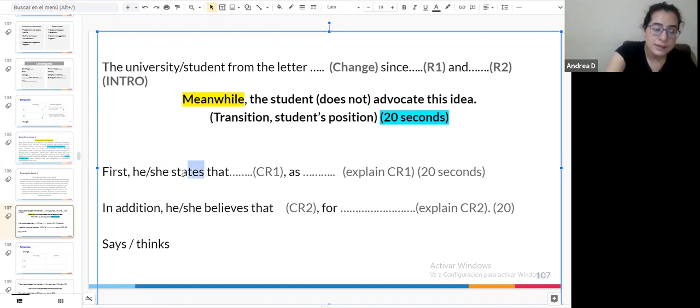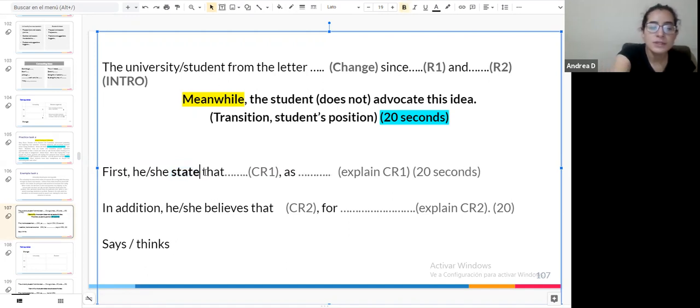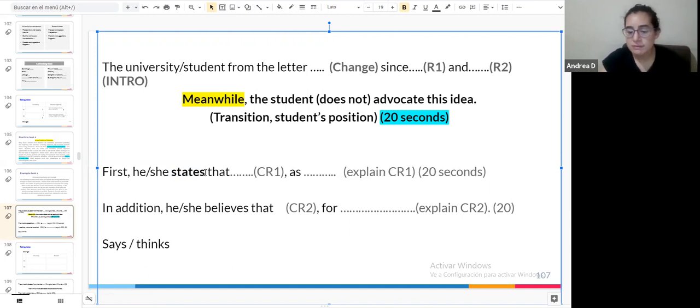Make sure that they are in the simple present, like this one, states. I'm not saying the student stated, believed, pointed out, because these are facts, okay? So these are his opinion. When you're reporting an opinion or a fact, you use the simple present. So try to use that.